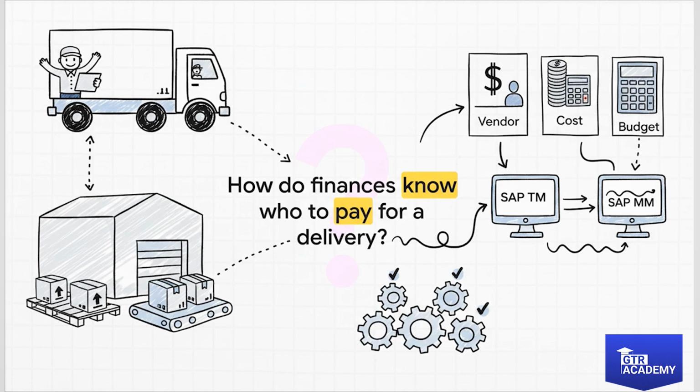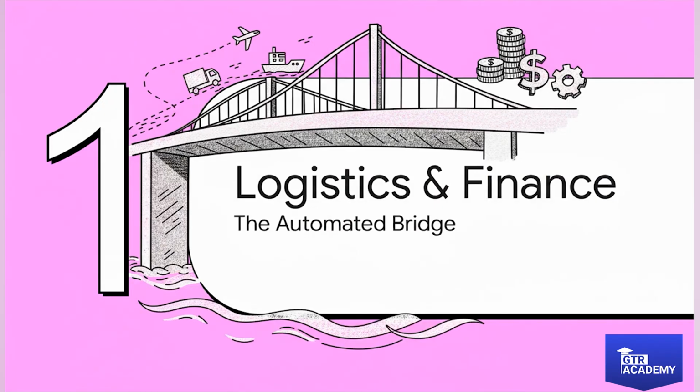A truck shows up, drops off a critical shipment, and leaves. How on earth does the company's financial system automatically figure out who to pay, exactly how much, and which budget to pull it from, all without someone having to lift a finger? That's the exact question this integration answers. So how do we solve this?